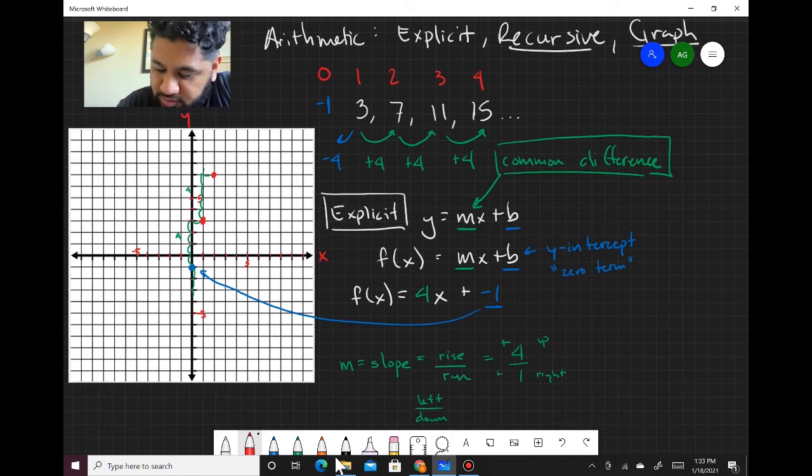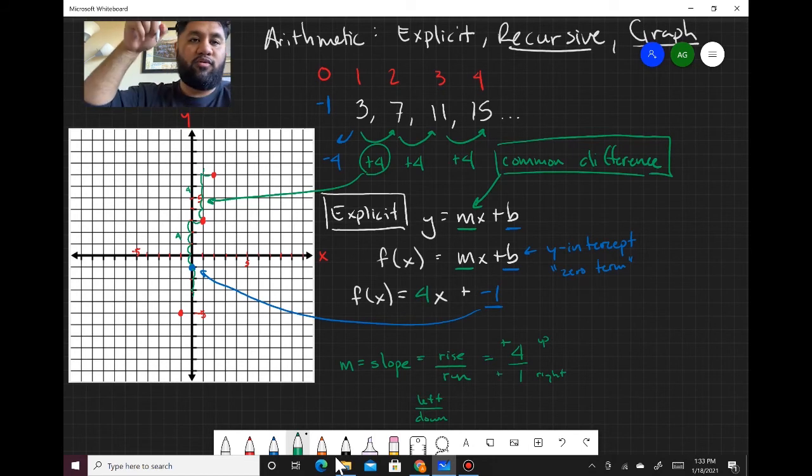Okay, oops, that was only 3. So 1, 2, 3, 4. Okay, now here's where the slope came in, right? Our common difference, our slope, it was counted right there in the up 4 over 1, okay? Here's where it gets a little cool.